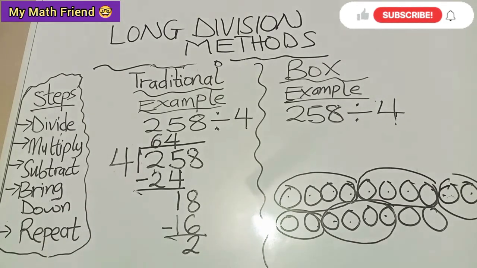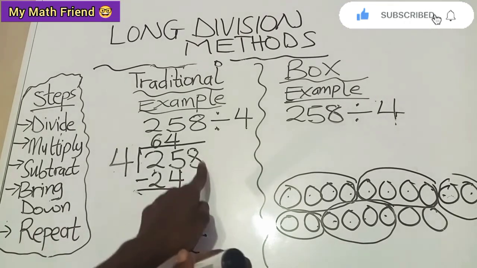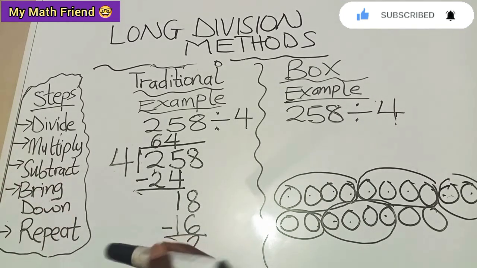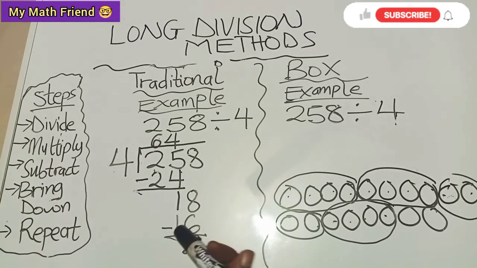Now, in this case, what happens to the 2? Is it bigger than the 4? No, it's smaller. So you bring it down. You check the box. Is there any other digit to bring down? There is no other digit to bring down. Very well. You can continue.